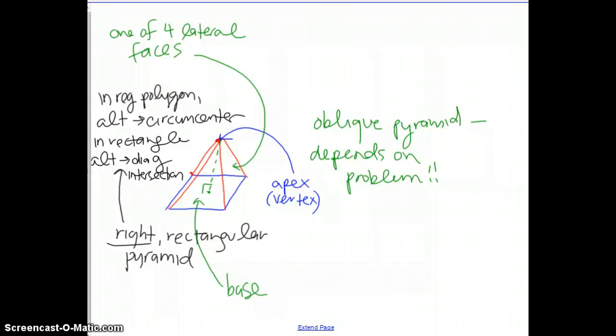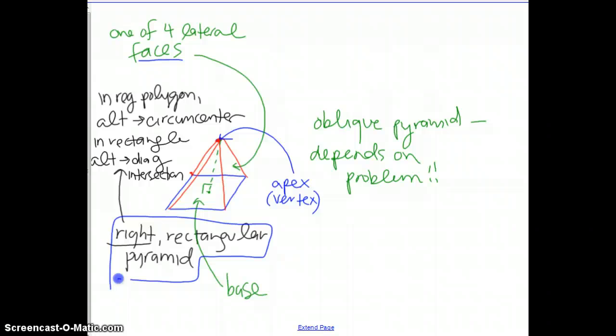Okay, what about some pyramid vocabulary? Here in our pyramid, we have a right rectangular pyramid. We have a base, just one this time. We have an apex, which is also a vertex. The apex is specific to pyramids and cones, and the apex is a type of vertex. So you're seeing that we also have lateral faces. We have four lateral faces, and they are triangular. And right now, we're looking at a right rectangular pyramid.